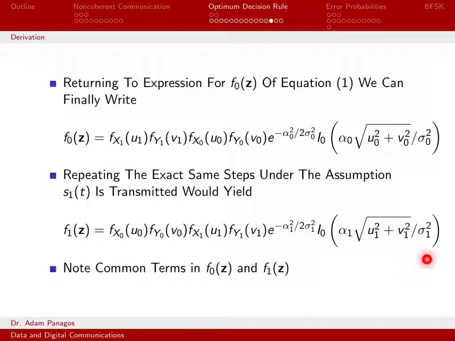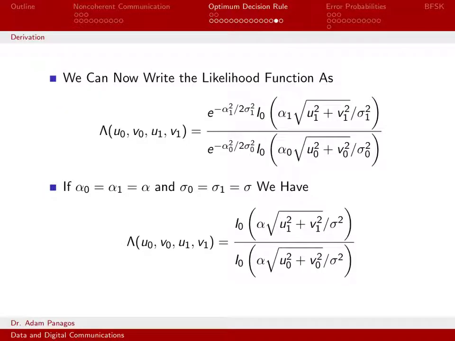We're not going to go through the details, but this is what you would end up with if you went back through the math. Note that f0 of z and f1 of z have a lot of common terms. There's an fx1 u1 here, and there's an fx1 u1 here. This has an fy1 v1, fy1 v1, fx0 u0, fx0 u0, and fy0 v0, fy0 v0. So they have a lot of common terms. So if I go back to my likelihood function and plug that in, all those terms, when I take the ratio, they all cancel out.